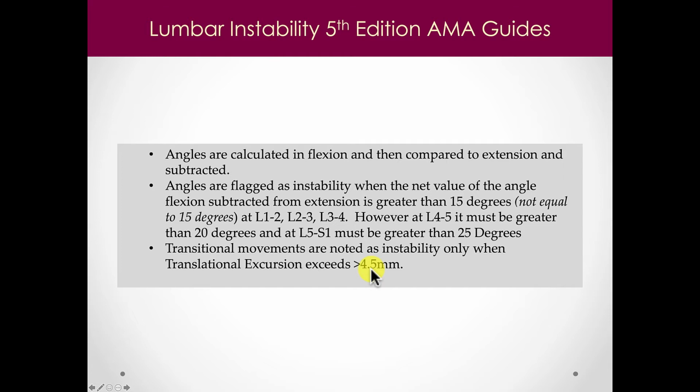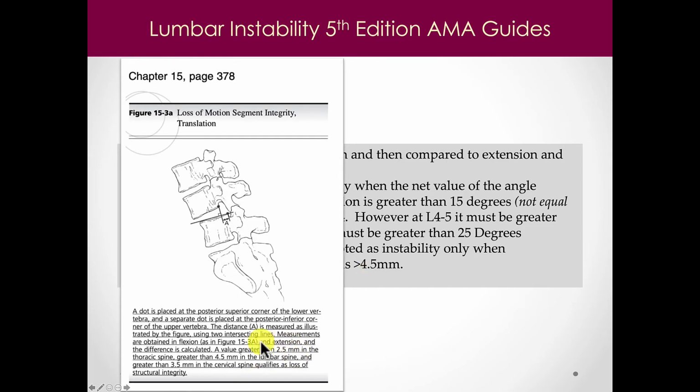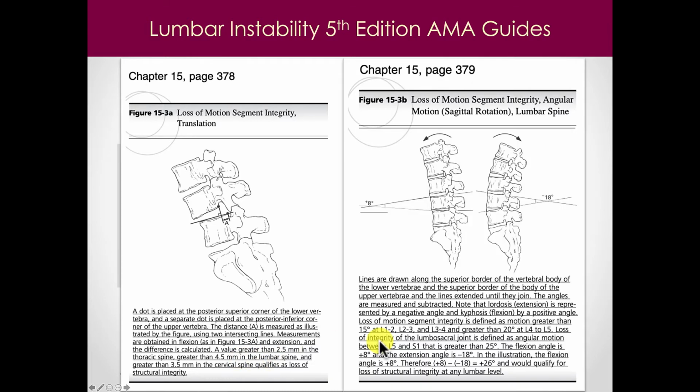So if you look here, in the 5th edition, it's just the same as it was in the cervical spine. So measurements are obtained in flexion and extension. The difference is calculated. Okay, so 4.5 millimeters in the lumbar spine. So it's a translational excursion, the net difference. The angle, it's a bit different. So you're measuring the angle in flexion to measure the angle in extension.